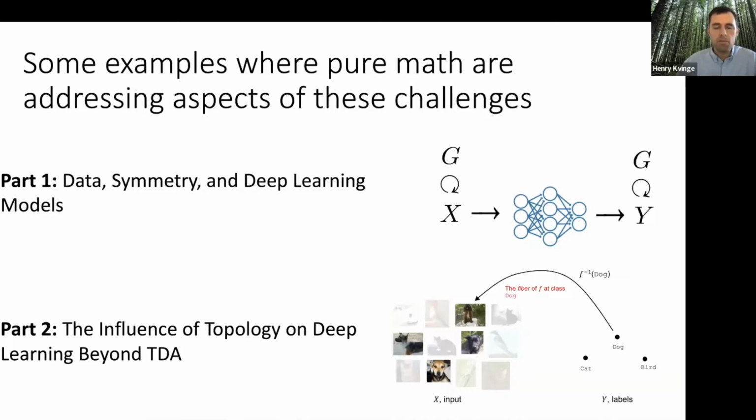In the second part, I will talk about the influence of topology beyond TDA. So topological data analysis is definitely the most maybe well-represented aspect or influence of topology in data science. But there's a lot of really interesting work that uses structures that arise from topology or inspired from topology to inform things like network design and such. So I'll talk a little about that as well.